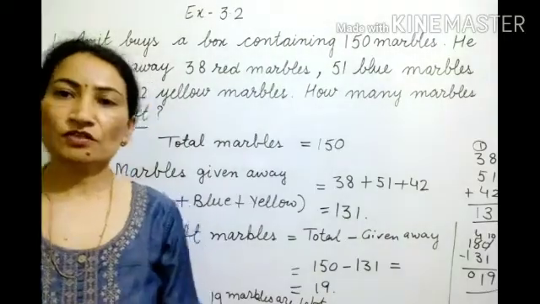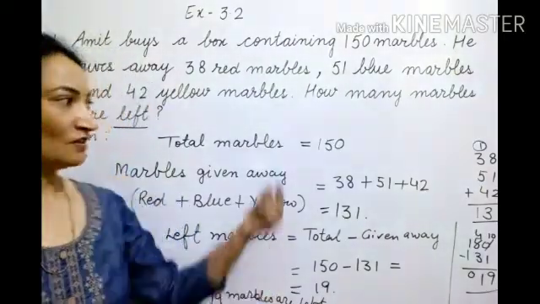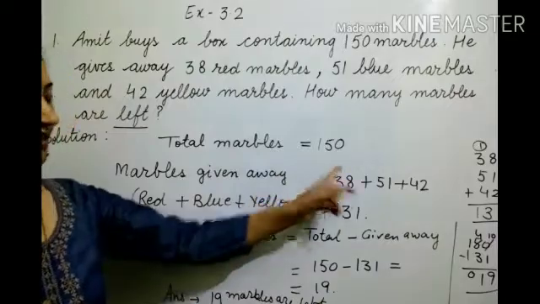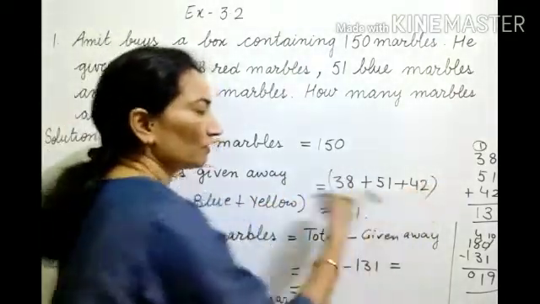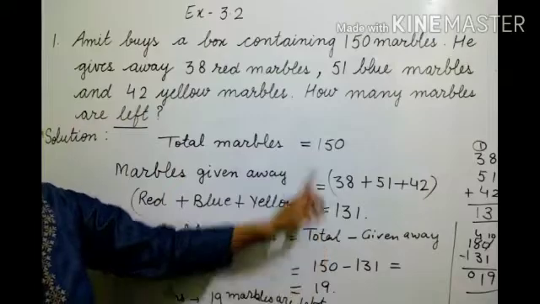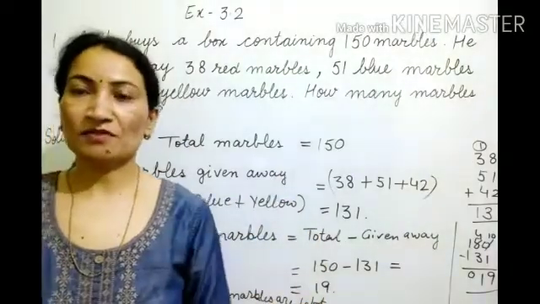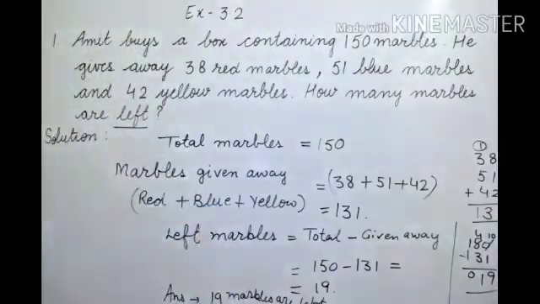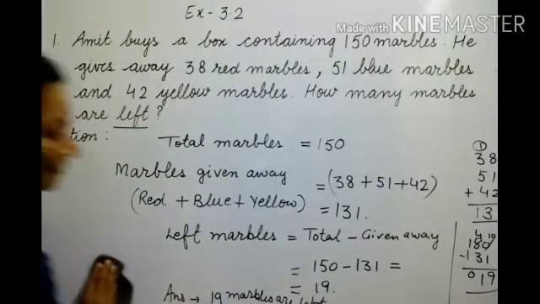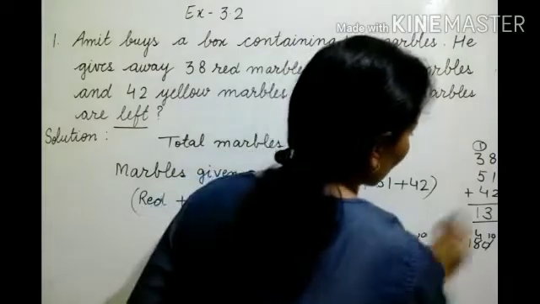Hope you understand question number 1. First you will write the total, then you will find the total of given away, then you will subtract it from the total and then you will find the rest of the left marbles. Let us solve question number 2.